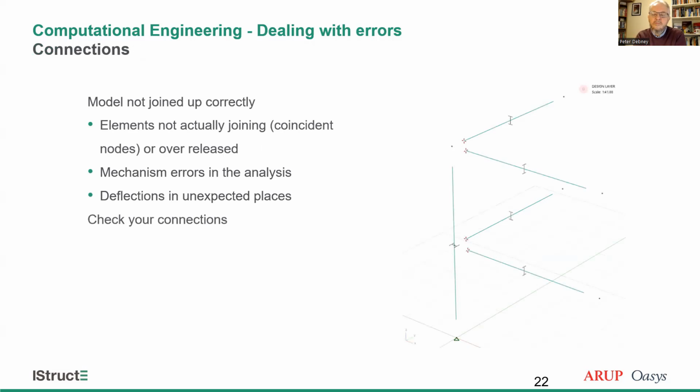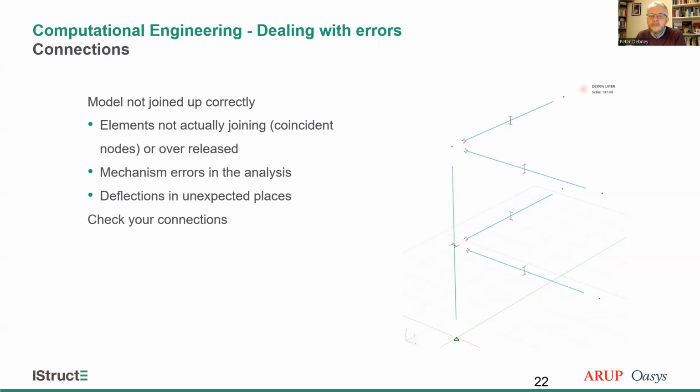Connections. Yeah, you get the connections in the model wrong. You might not join the model up. Rather than having shared nodes, you might have coincident nodes on top of each other, so they look together, but actually are not.